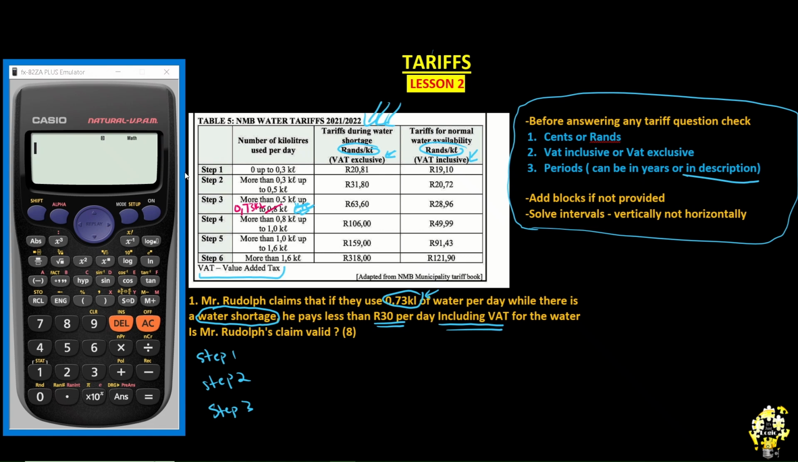If, let's say, for instance, we were given to calculate for 1.4 kiloliters.